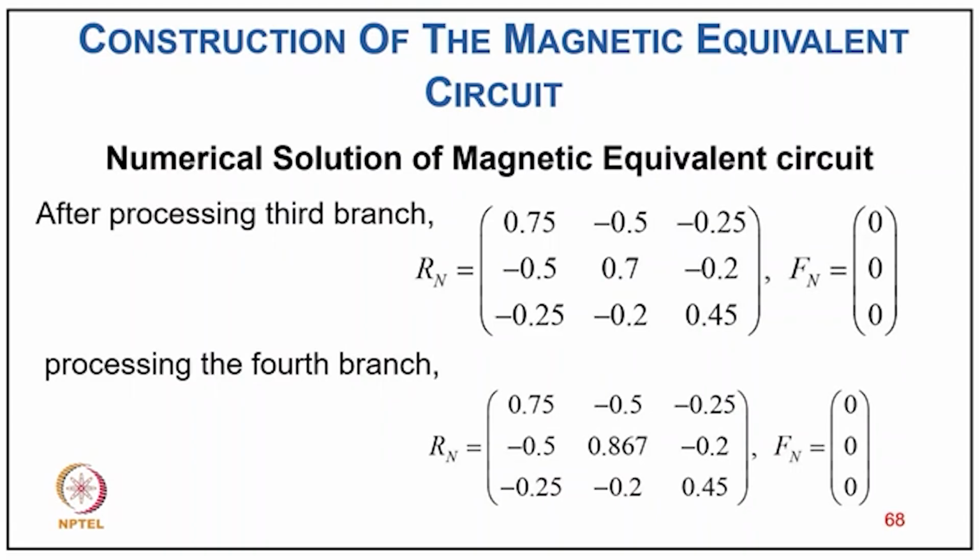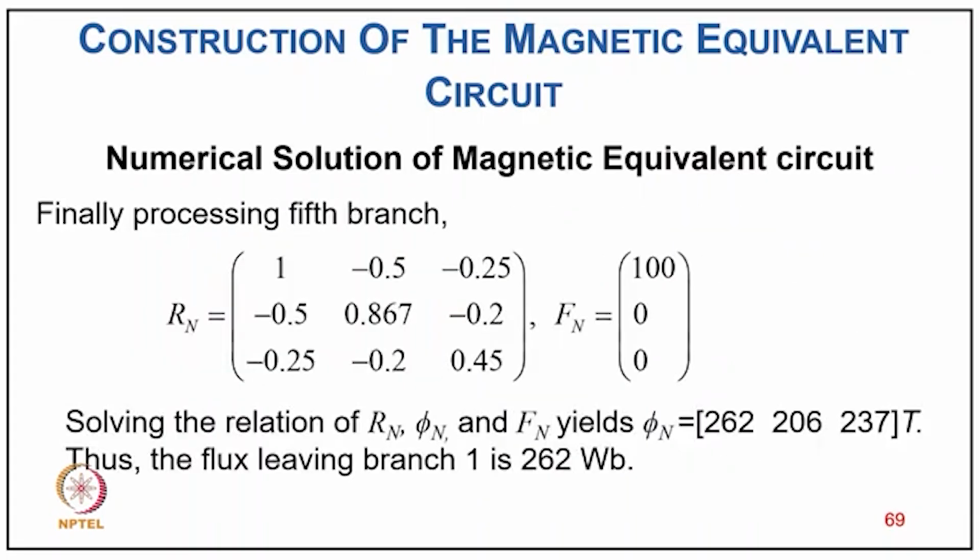And processing the fourth branch, which has Rn equal to 0.75, 0.5, minus 0.5, minus 2.25, and minus 0.5, and 0.867, minus 0.2, and minus 0.25, minus 0.2, and minus 0.5, Fn equal to 0, 0. And then finally processing the fifth branch, Rn equal to 1, minus 0.5, minus 0.25, minus 0.5, 0.867, and minus 0.2, and minus 0.25, minus 0.2, and minus 4.5, and F equal to 100, 0, 0. So solving this for Rn, phi n, and Fn yields phi n equal to 262, 206, and 237 T, and therefore the flux leaving branch 1 is 262 Weber.